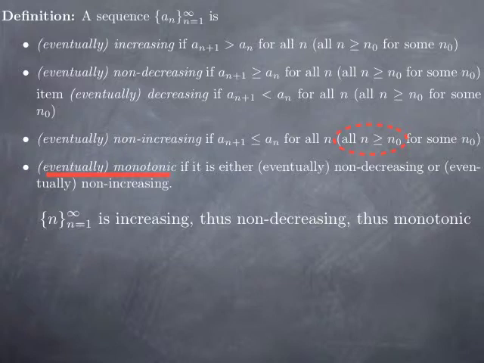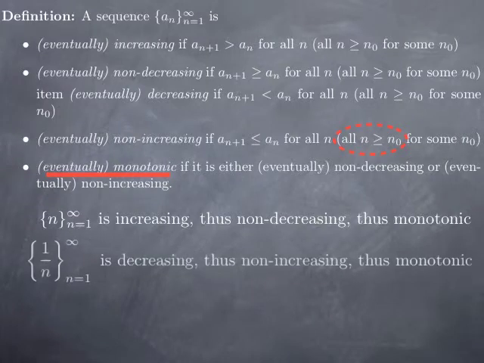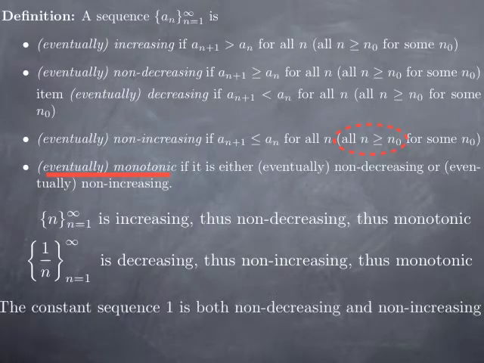The sequence n, so 1, 2, 3, 4, 5, and so on, is of course increasing, and in particular non-decreasing, and therefore monotonic. The sequence 1 over n is decreasing, right? We start with 1, then 1/2, which is smaller, then 1/3, which is smaller, then 1/4, which is smaller, and so on. So in particular, it's non-increasing, and therefore monotonic. If you take a constant sequence, for instance, a constant sequence 1, it's non-decreasing and non-increasing, but of course it's neither increasing nor decreasing.